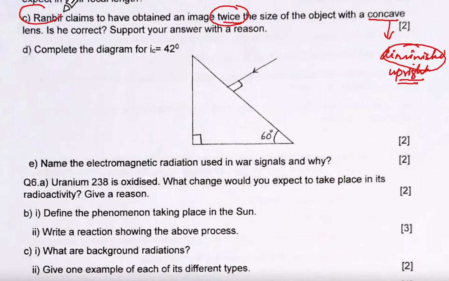Ma'am, he is not correct. Is he correct? He is not correct. And what is the reason? Since a concave lens always produces a diminished image, it cannot be twice the size of the object.